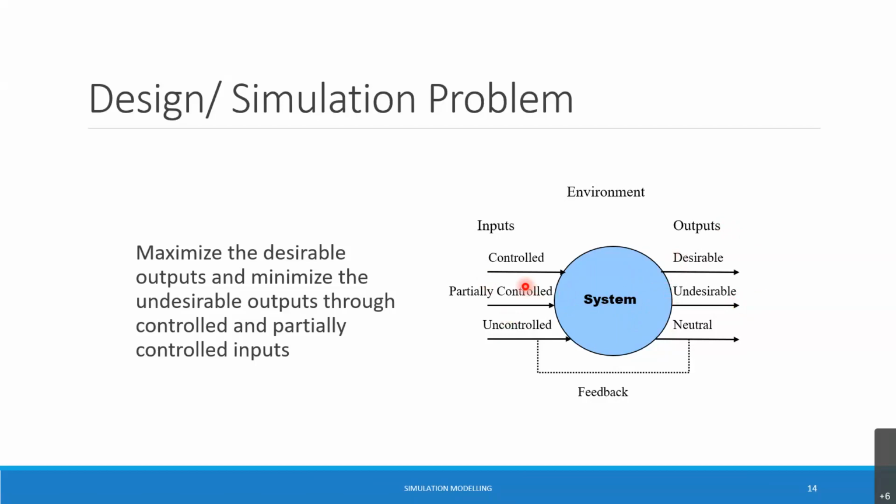So what you are trying to do here is find a system which will maximize the desirable outputs or minimize the undesirable outputs. Through what? You have a set of decision variables, and you are controlling or manipulating the values of these decision variables so that you will achieve the desired objective.